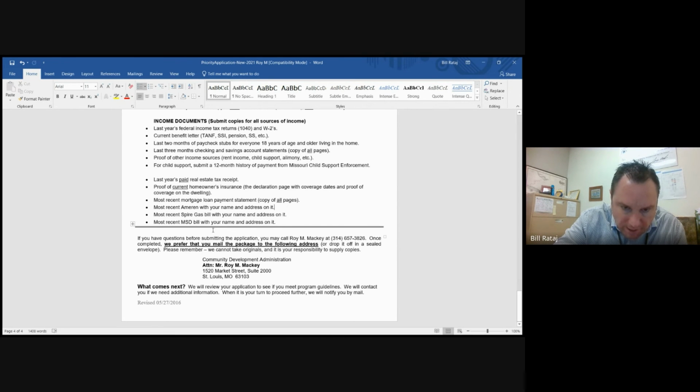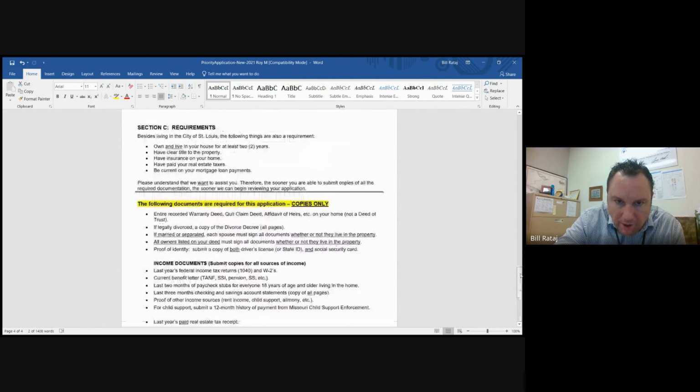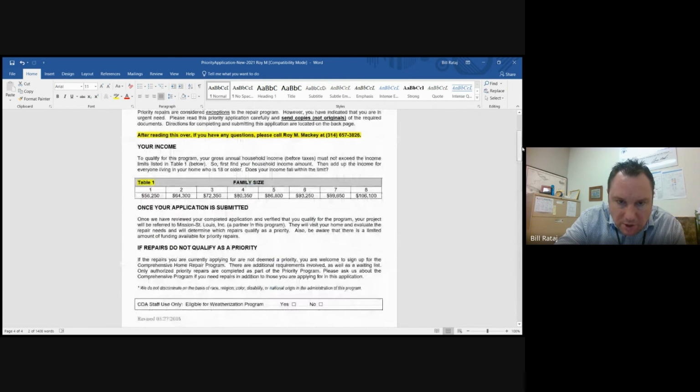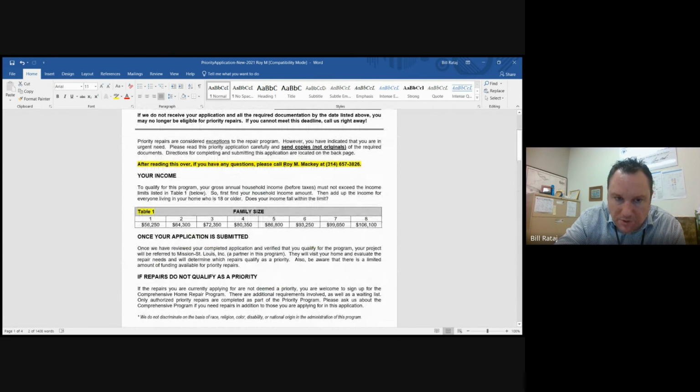I want to come back to that in a second, but if you have any questions, on the very back of your application, this is the back page of the application, the person that's been assigned to your case is listed right here, and their phone number is listed right there. So we have 3 different staff that process applications. Each one of their contact information will be on this back page. It is also on the front page as well, right here in this yellow section.